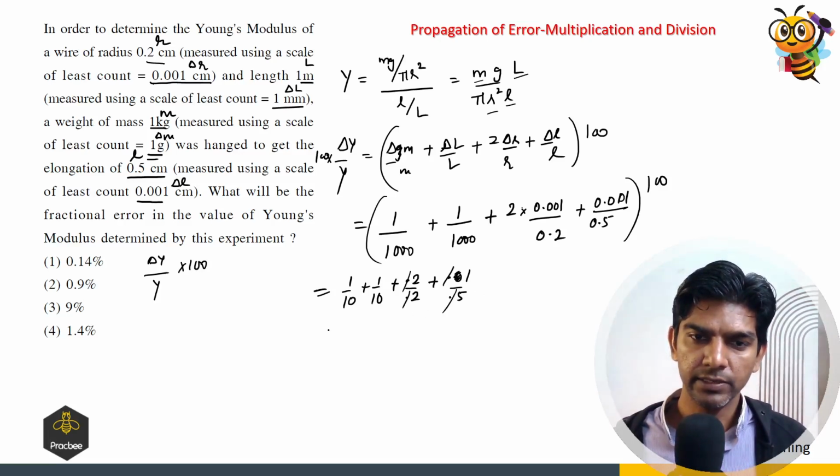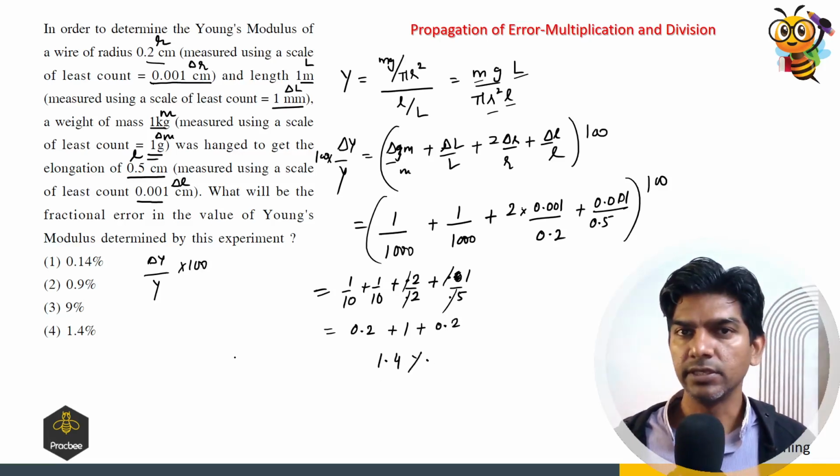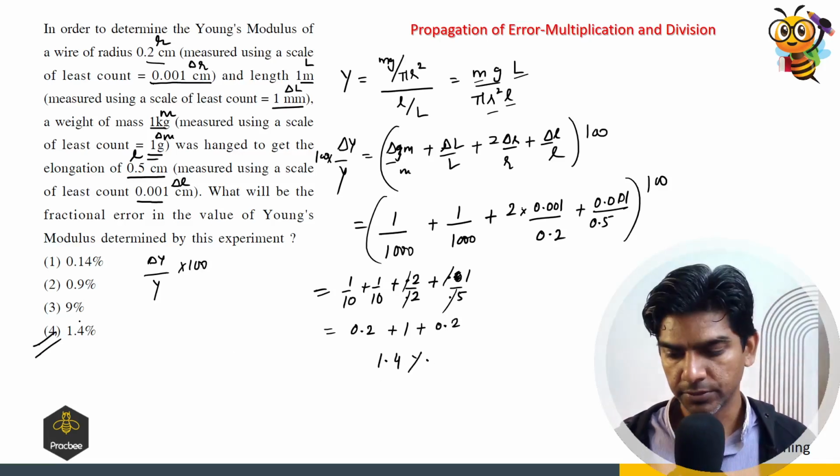This decimal will get cancelled out. So that will be 0.2 plus 1 plus 0.2. So that will be 1.4. So 1.4% is the answer. So option 4 is the right answer.